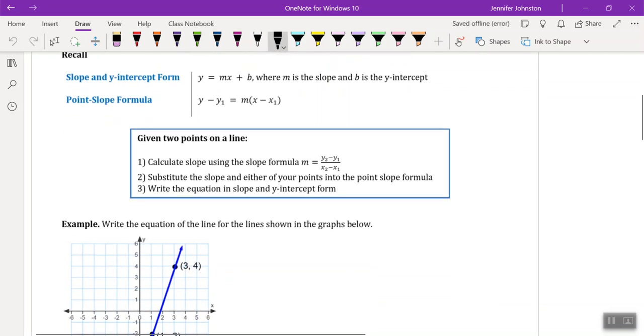All right. So if we're given 2 points now, we need to use this really important formula. It's the formula for the slope. So the formula for the slope is y2 minus y1, the change in the y's, divided by your change in your x's.